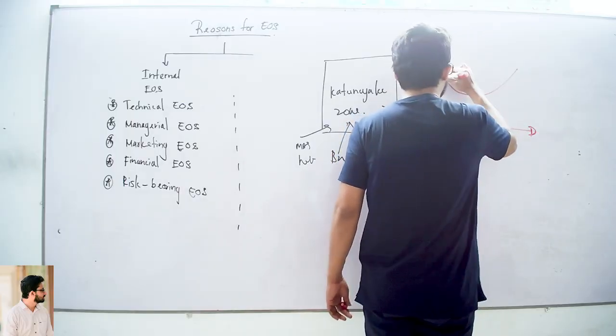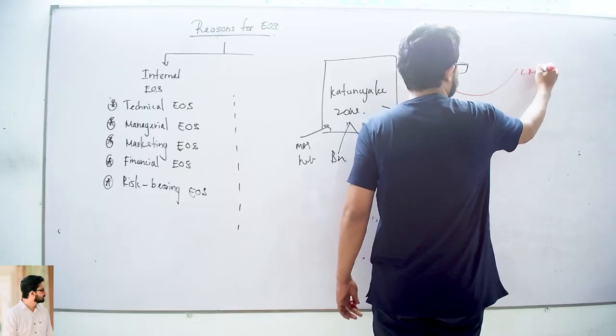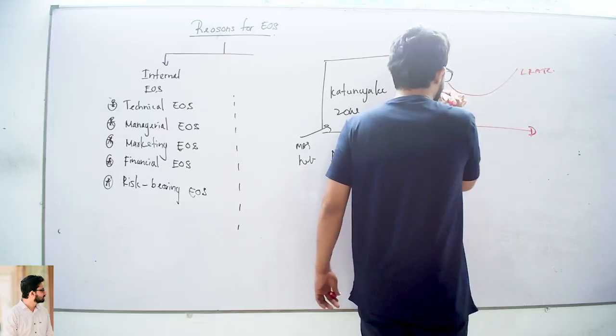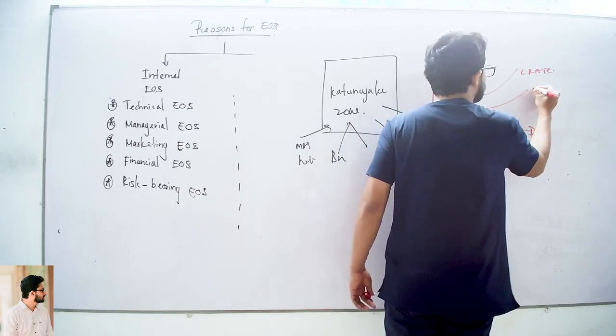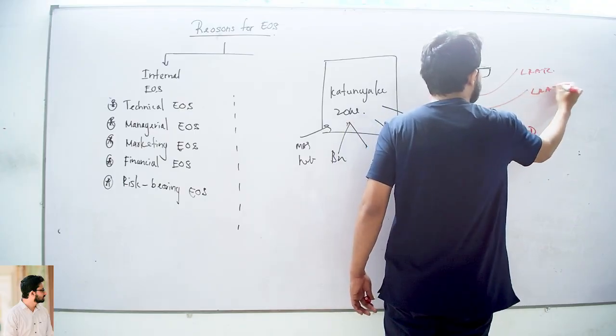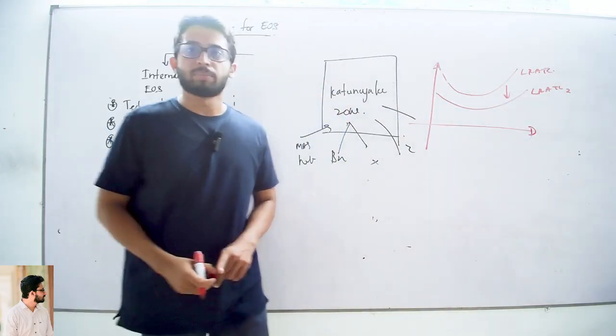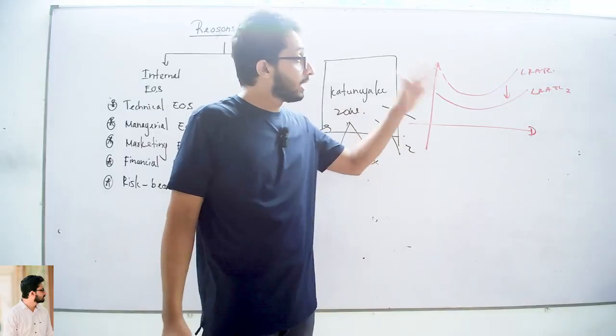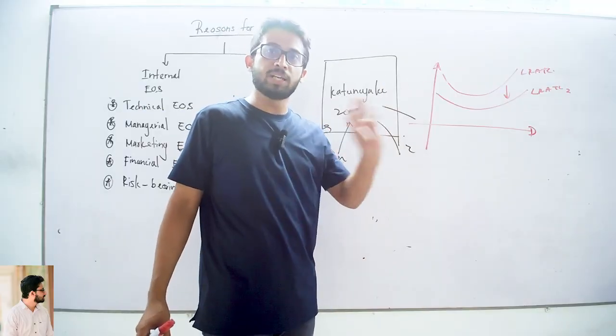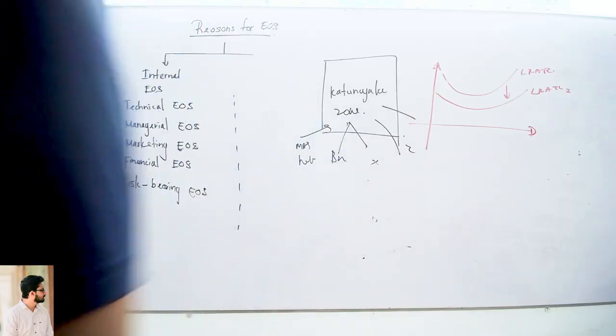This is the LRATC curve. That shifts downward like this, to LRATC2. Remember this point as well, right? If LRATC shifts downward, it means external economies of scale.